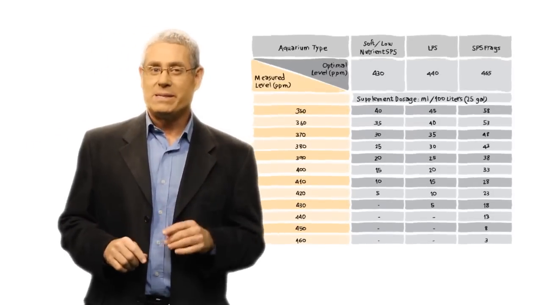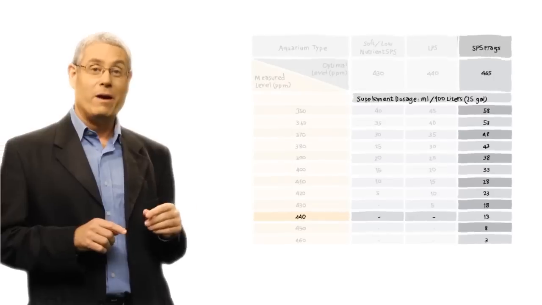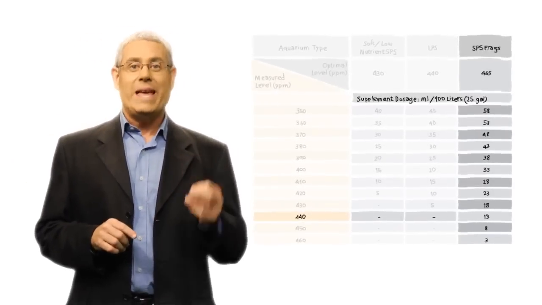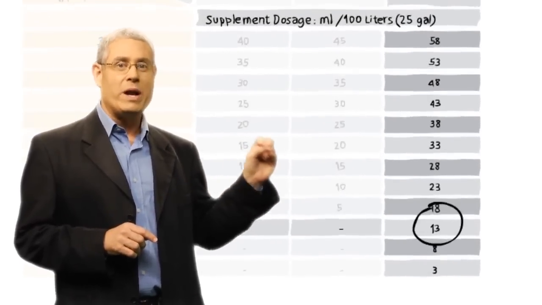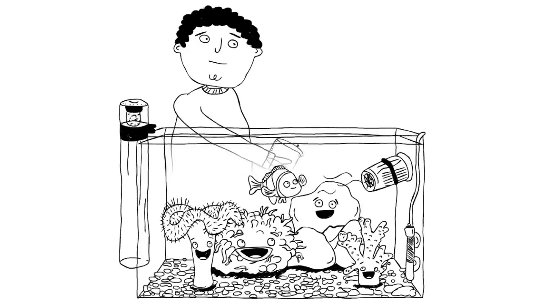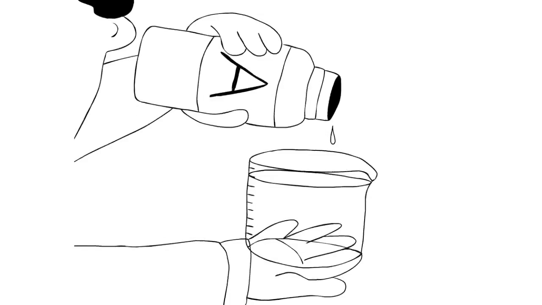On the back of our packaging, we provide dosing charts to simplify use of our products. Let's take our calcium supplement as an example. The chart will show the recommended value of calcium for a given aquarium. So, if we have an SPS tank set for accelerated growth and our test measures a current level of, say, 440 ppm, the table shows that we need to add 13 milliliter of supplement for each 100 liters of aquarium water, which can be easily measured with the dosing cup we provide with each bottle. Simple, really.